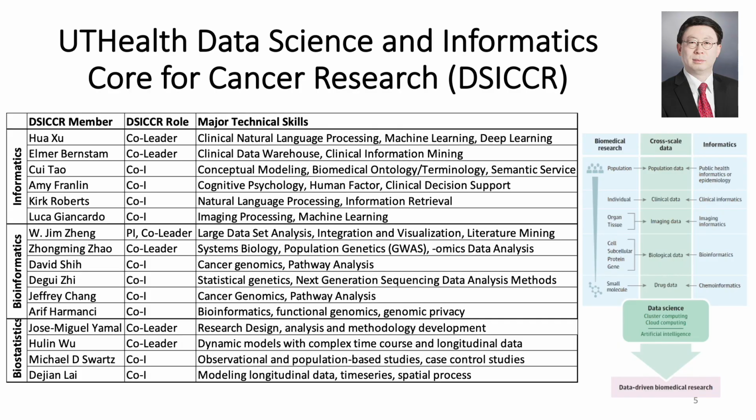So first, for this DSICCR, we have 16 faculty who participate in the core, with expertise across all different levels of biomedical research. We have faculty whose research is at the clinical informatics level, for example, clinical natural language processing, clinical data warehouse, conceptual modeling, biomedical ontology, terminology, cognitive psychology, information retrieval, and image processing.